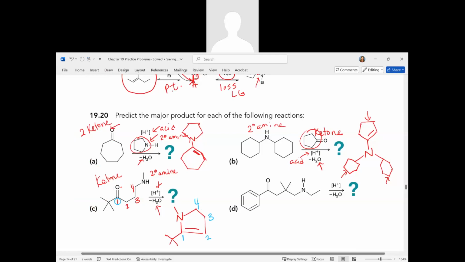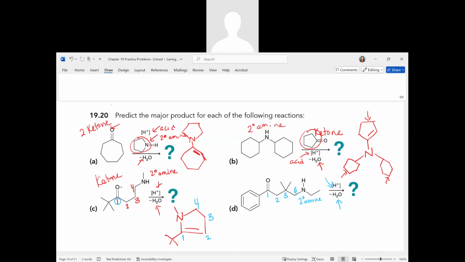Now in part D, we have a similar mechanism to report. We have, once again, our secondary amine over here. We have acidic conditions. We have removal of water. And we're going to see another intramolecular reaction. So let's label our carbons once again, and that will hopefully help us keep track when we fold this up. So let me draw my nitrogen with that ethyl portion over here.